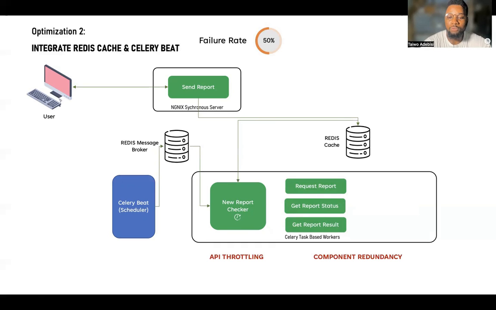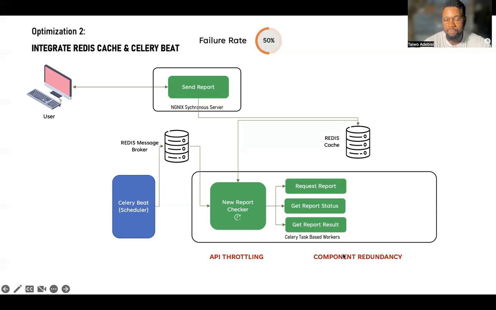The report checker then gets the information from the Redis cache. Remember, the cache holds information about our reports that needs to be processed and analyzed. The report checker takes information from there and determines which of these blocks needs to run. If it's a new report that's just coming from the user, it first needs to be requested.